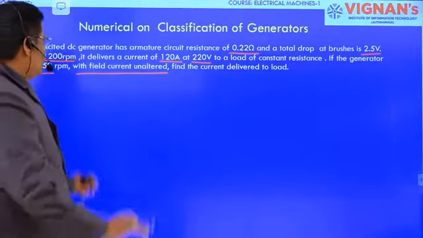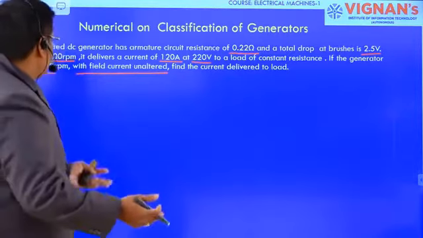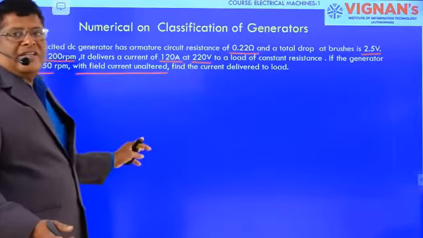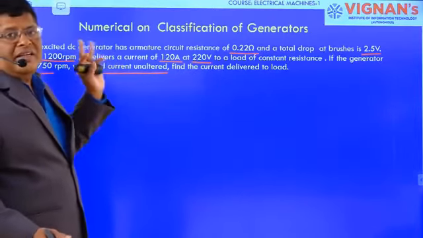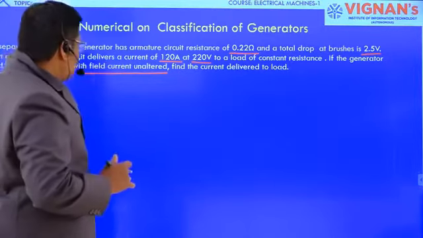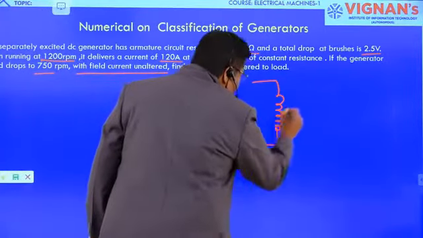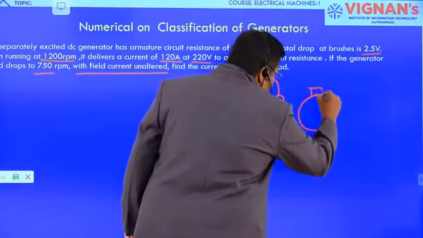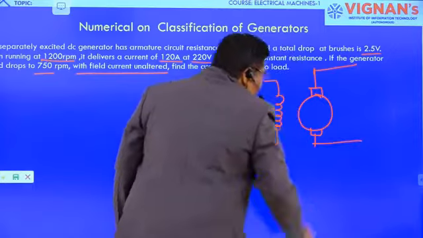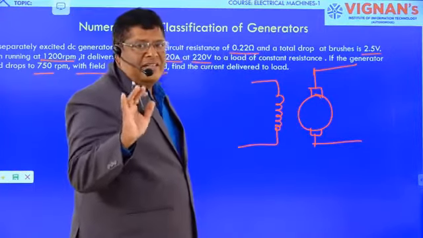Try to understand this problem. The generator is running at some speed and giving some amount of current to the load, that is 120 amperes at 220 volts. The type of generator is a separately excited DC generator, meaning the field is excited separately. First let me draw the circuit diagram. This is the field winding. This is the armature winding. There is no electrical connection between the armature winding and field winding in a separately excited DC generator.